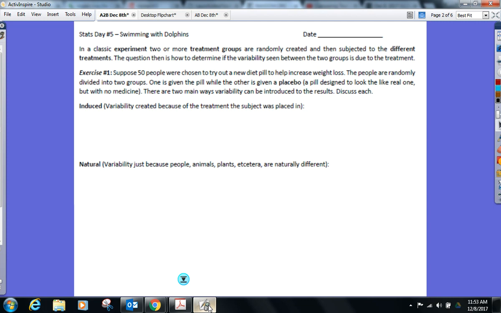We're going to suppose 50 people are going to try out for a new diet pill to increase weight loss. I divide them into 2 groups. Here's what I want to know right now. So here are my 2 groups, left side, right side here. Let's say I gave these guys the diet pill, gave these guys the placebo, a fake pill. I noticed a change in everybody that took the weight pill. But is it due just to the pill?